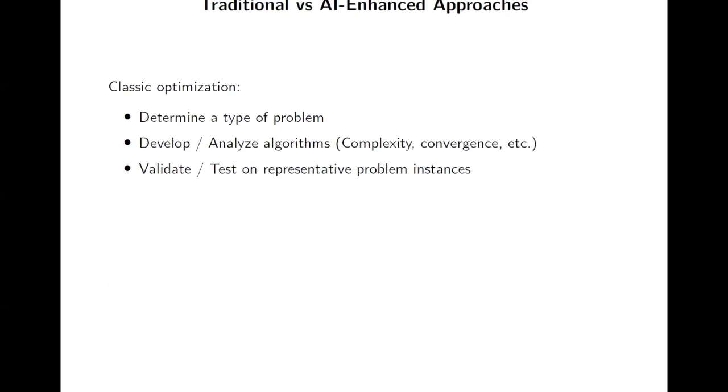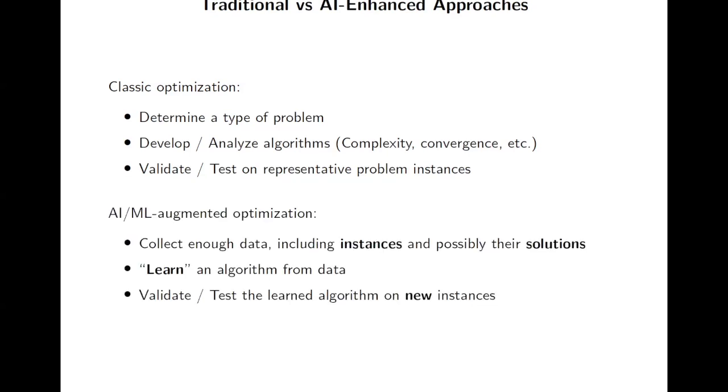Okay. So in a typical optimization work, people usually first define a type of problem, then manually develop an algorithm, then give some analysis on it, and then pick some representative instances and do numerical validations on that. Well, if you want to apply machine learning methods to solve this kind of mathematical problems, actually we want to learn an algorithm from data.